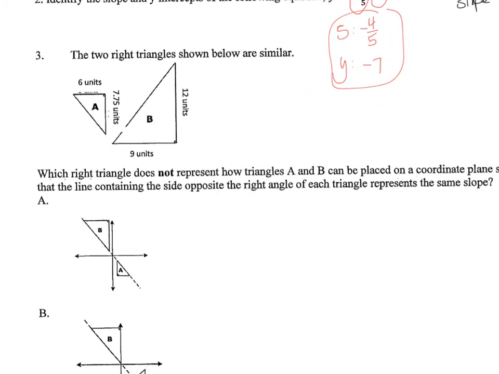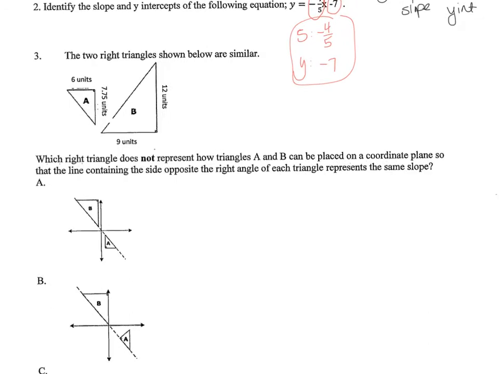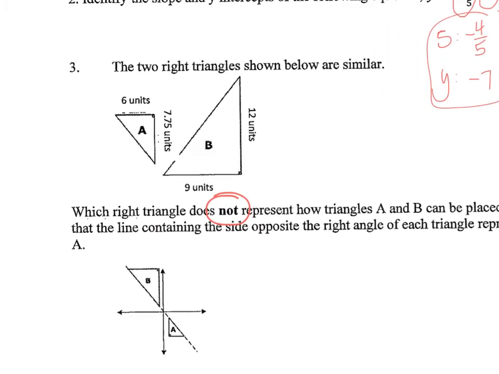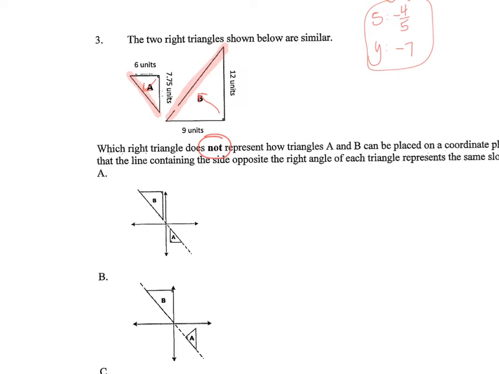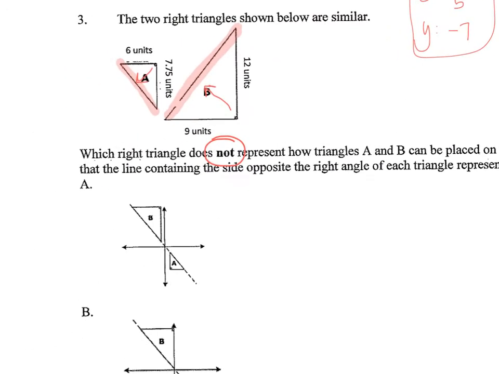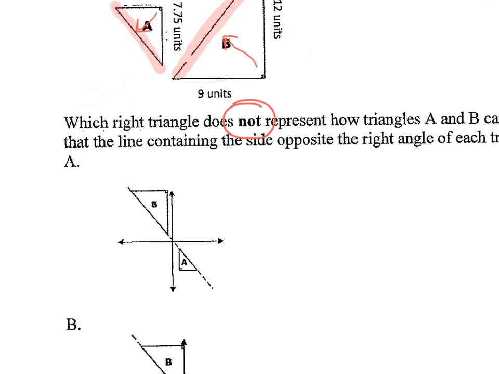Number 3, the two right triangles are shown below. Which triangle does not represent how A and B can be placed on a coordinate plane? So when two triangles are on a coordinate plane, the longest side of the triangle, which would be the slanted diagonal side, or the side that's right across from the right angle, those two have to be the same. Okay, they have to both be laying on the slope line for us to know that the slope is the same. So that's what we're looking for. We want that longest side on both triangles to be laying on the same line.